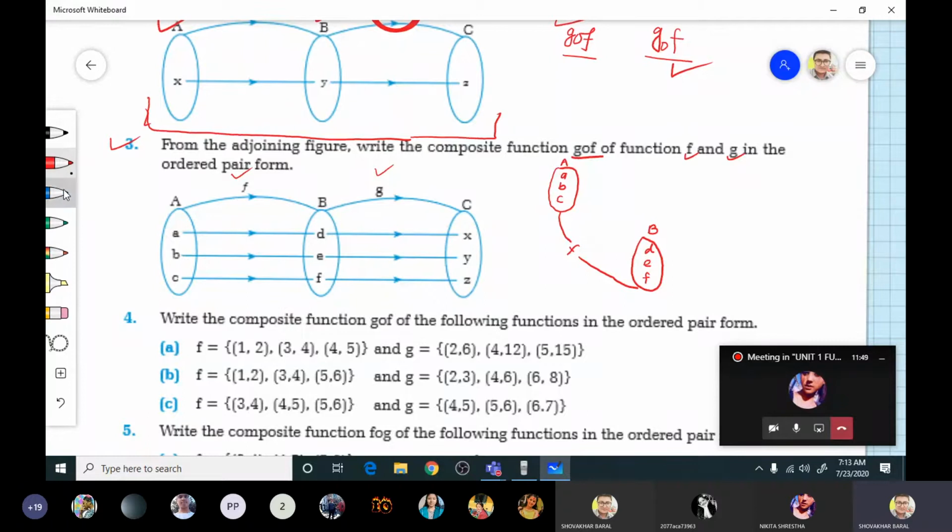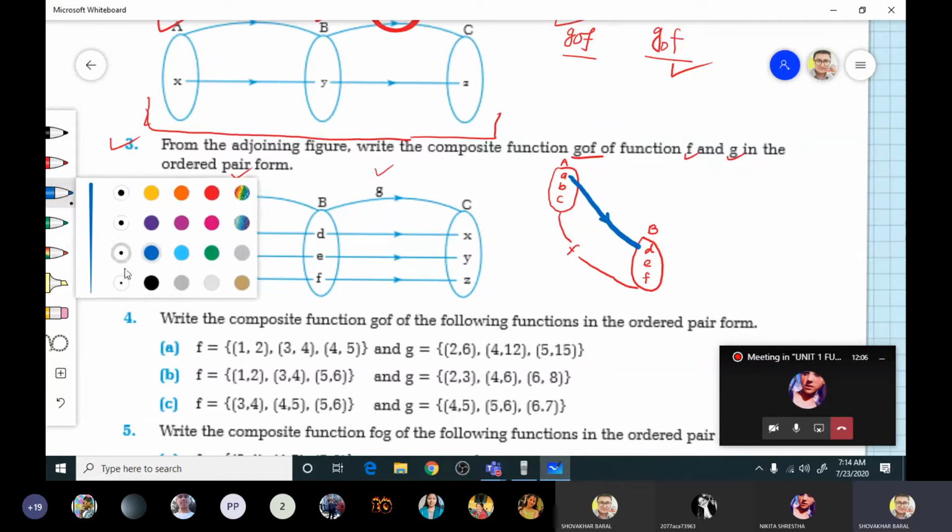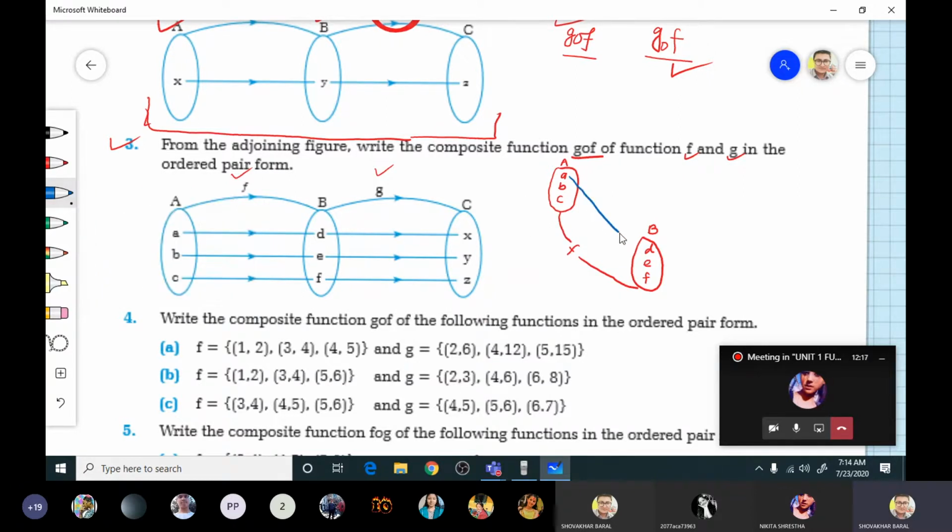Let me use a different color here. Okay, let me continue with this. a is mapped with d. It's a bit thicker, let me decrease the size of the pen. a is mapped with d. You can write it in a rough copy. b is mapped with e. c is mapped with f.